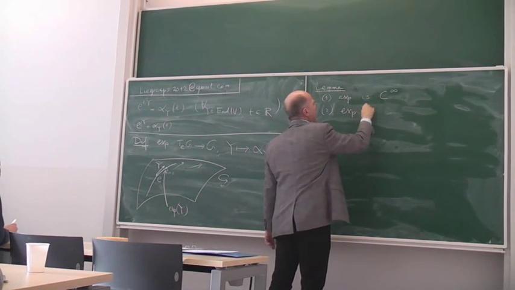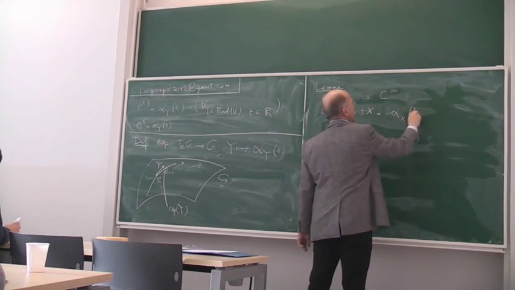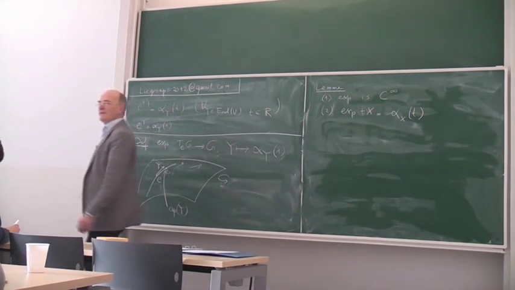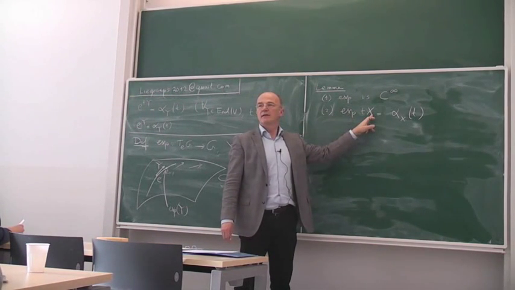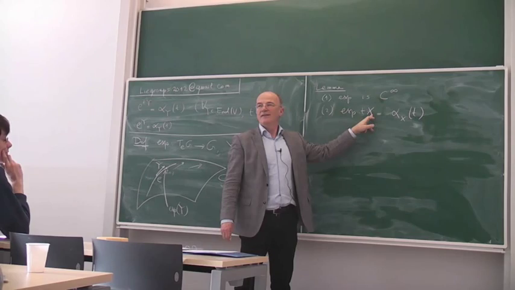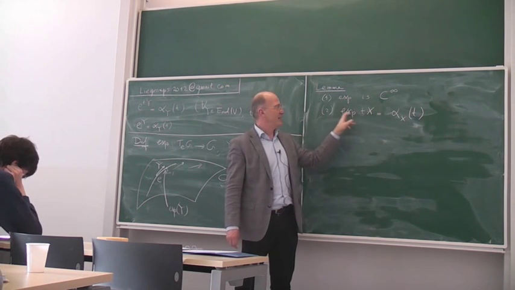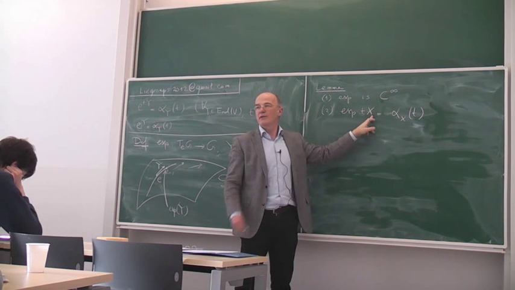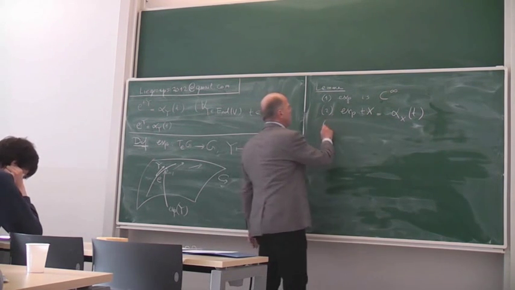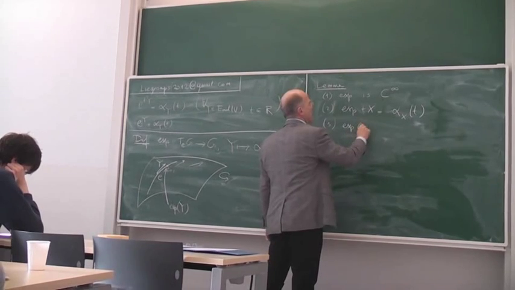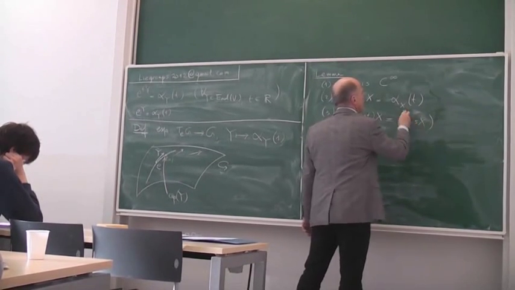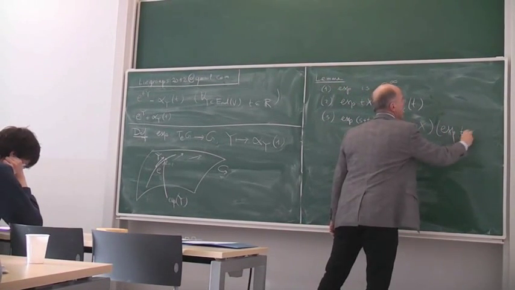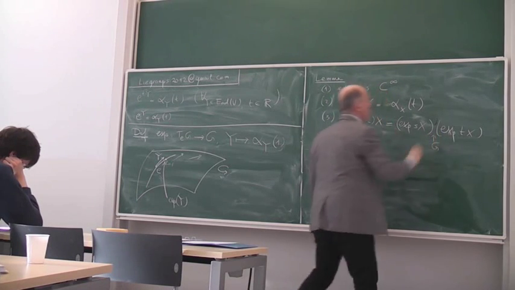exp of tx is the same as alpha x of t. Well, this is by showing that exp of tx satisfies the differential equation needed to show that this is an integral curve for the left invariant vector field. That's basically the proof. And so it's the same principle as we've seen before. Third, exp of (s plus t)x is exp of sx times exp of tx, where here we use the product in the group G.